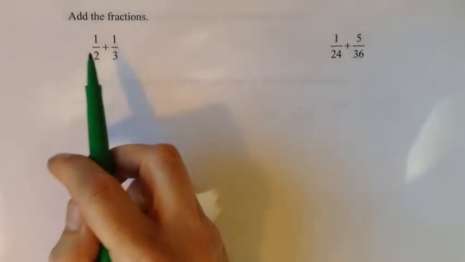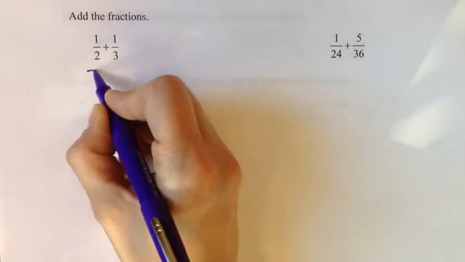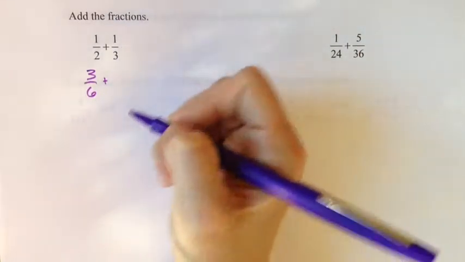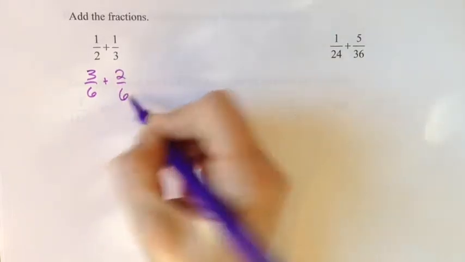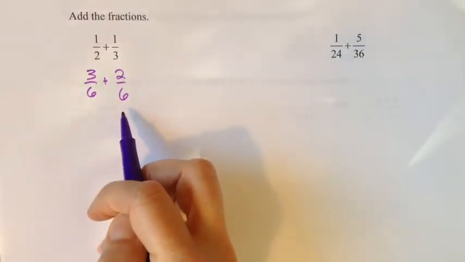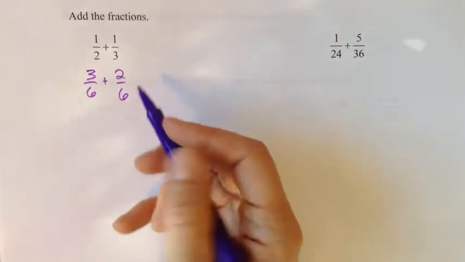Finally, let's bring this thing all the way around. I'd like to add these fractions, 1/2 plus 1/3. Now we just learned that 1/2 is the same as 3 over 6, and 1/3 is the same as 2 over 6. Now these are fractions with the same denominator, and I can add their numerators straight across.